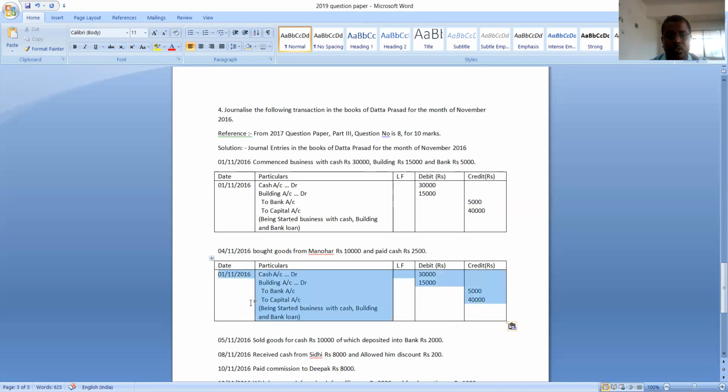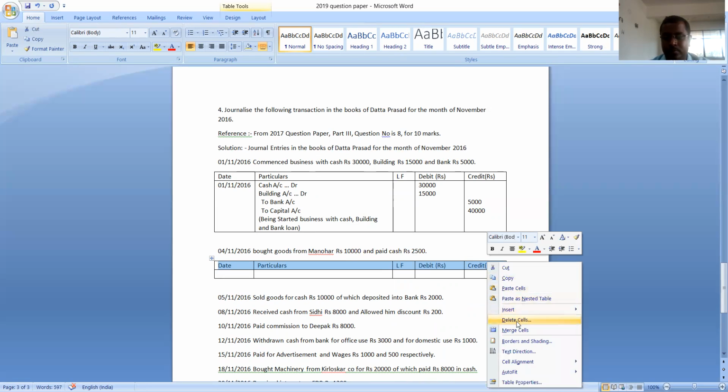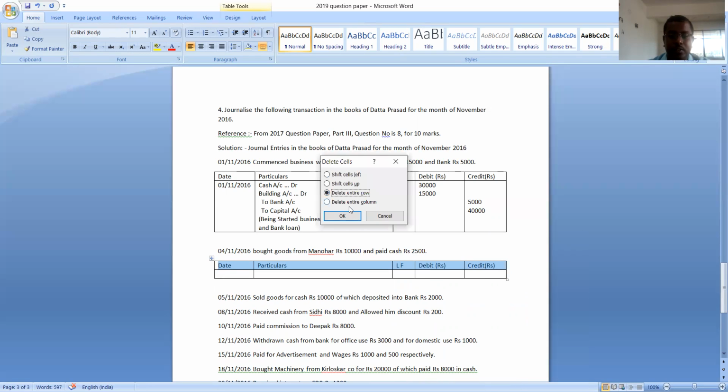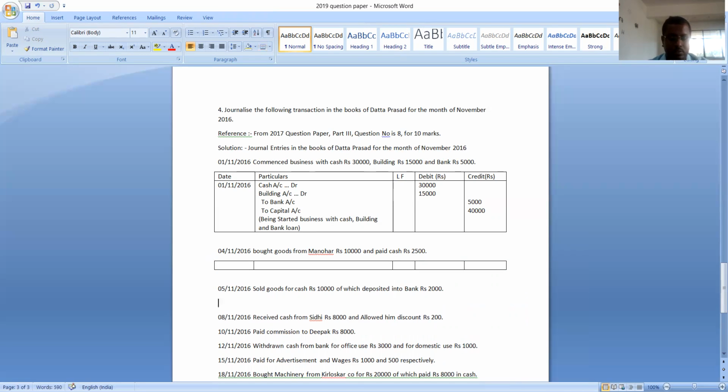4th November 2011. Okay, better we'll remove this particular line also. Again and again, we should not write date, particulars, debit, credit, and all. Let us delete the entire row. Okay, we'll have this particular format everywhere.